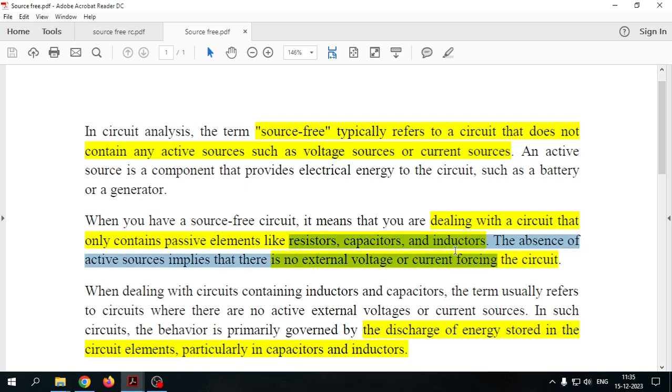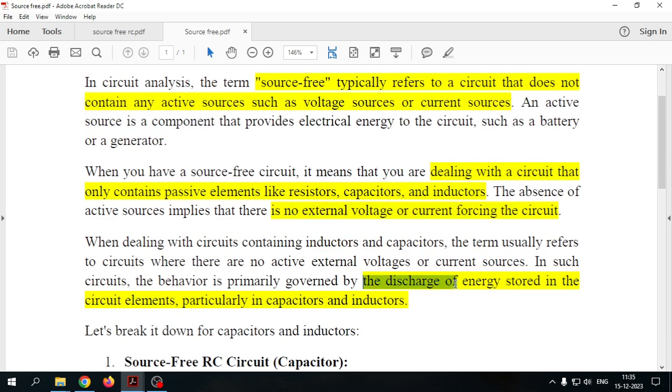Possibly a resistor, capacitor and inductors. So a circuit that behaves without a source, we can call it a passive circuit, but still how does it work? It works in the sense that the energy stored in the capacitors and inductors will start discharging through the circuit. We are suddenly removing a source from the circuit, so how do the capacitor or inductor discharge the stored energy when there is no external voltage forcing the circuit? That is called a source-free circuit.